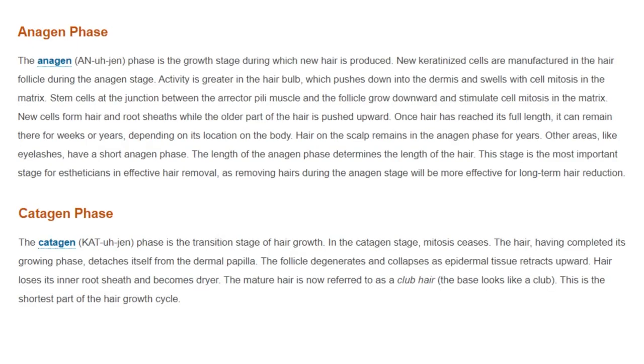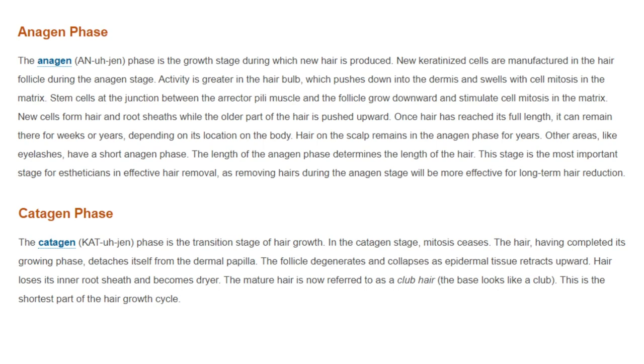Anagen phase. The anagen phase is the growth stage during which new hair is produced. New keratinized cells are manufactured in the hair follicle during the anagen stage. Activity is greater in the hair bulb, which pushes down into the dermis and swells with cell mitosis in the matrix. Stem cells at the junction between the erector pili muscle and the follicle grow downward and stimulate cell mitosis in the matrix. New cells form hair and root sheaths while the older part of the hair is pushed upward.